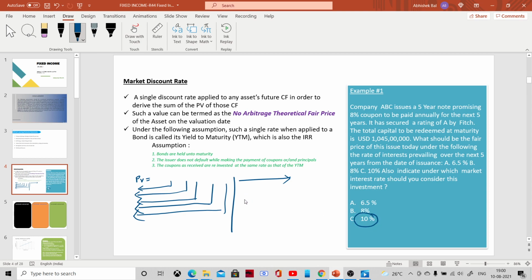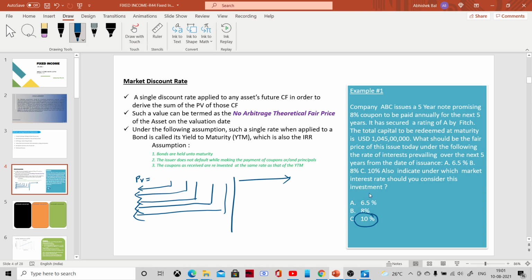And as you can see, under 10%, the price or the theoretical fair price of the security was also the least, which was 9,241. So that means you did not have to actually invest $10,000, but you only had to invest $9,242 in order to receive the 8% interest on it and receive $10,000 at the end of the tenure. Okay, so that's the one line answer to it.